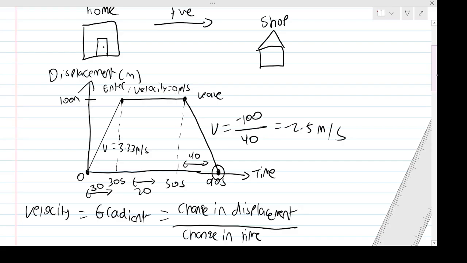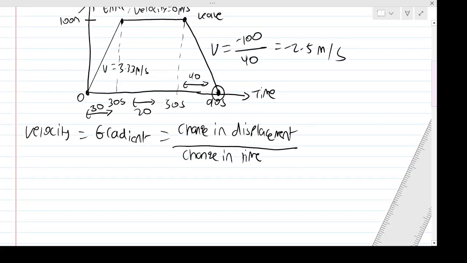Okay, the final bit we need to look at is the idea about average. So average velocity firstly.